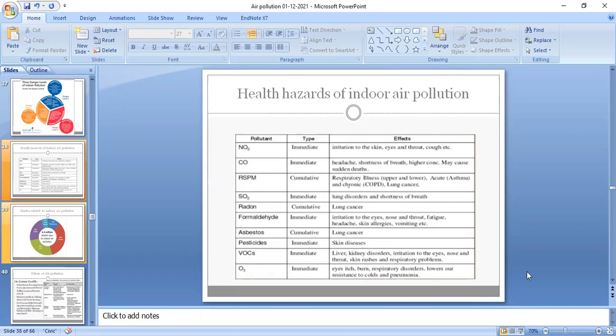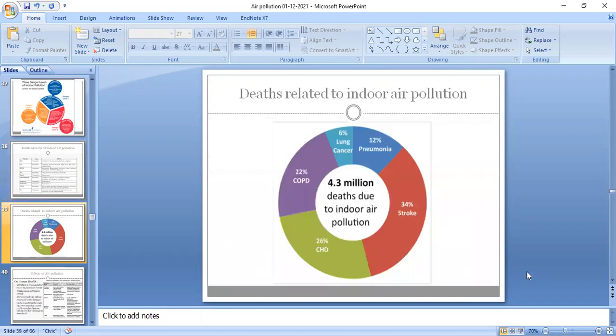These are already discussed, and these are the deaths related to indoor air pollution. About 4.3 million deaths occur annually due to indoor air pollution. The greatest contribution is due to stroke, that is 34%, and the persons dying due to indoor air pollution from ischemic heart disease are 26%, and for COPD are 22%, lung cancer 6%, and from pneumonia 12%.